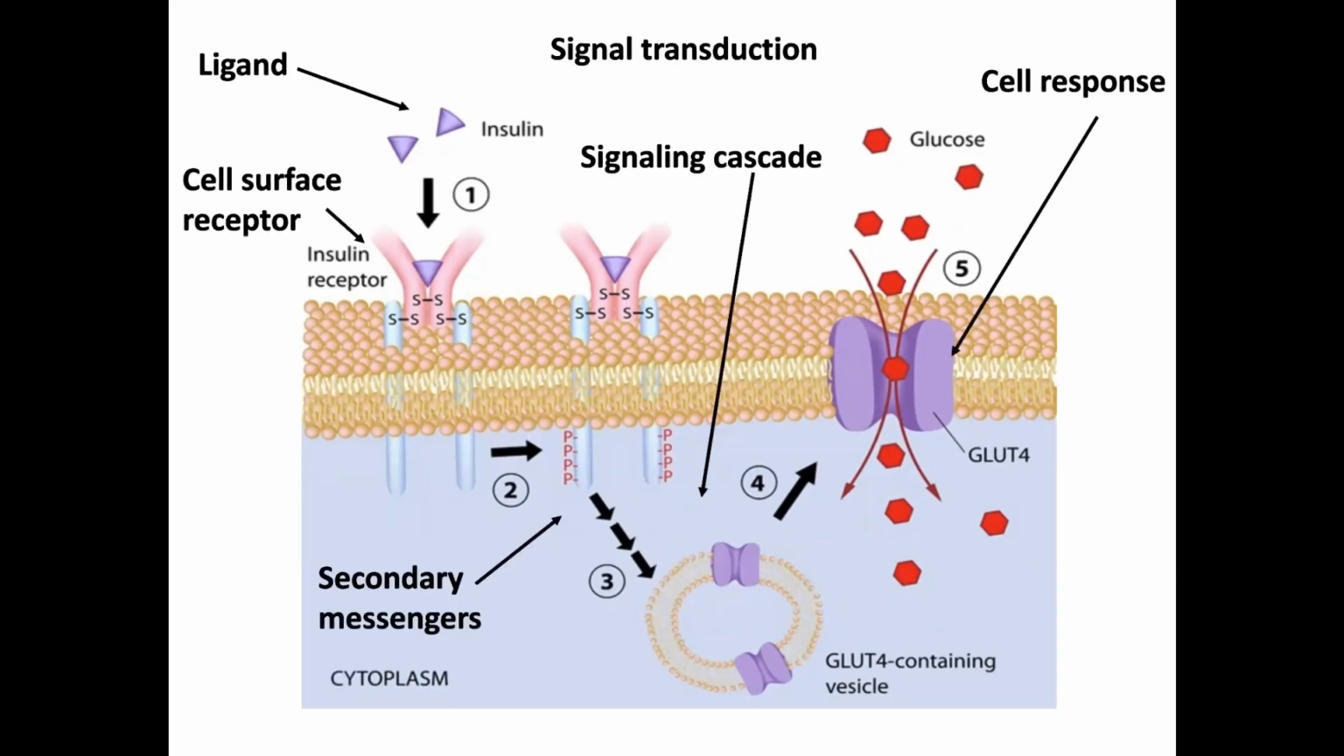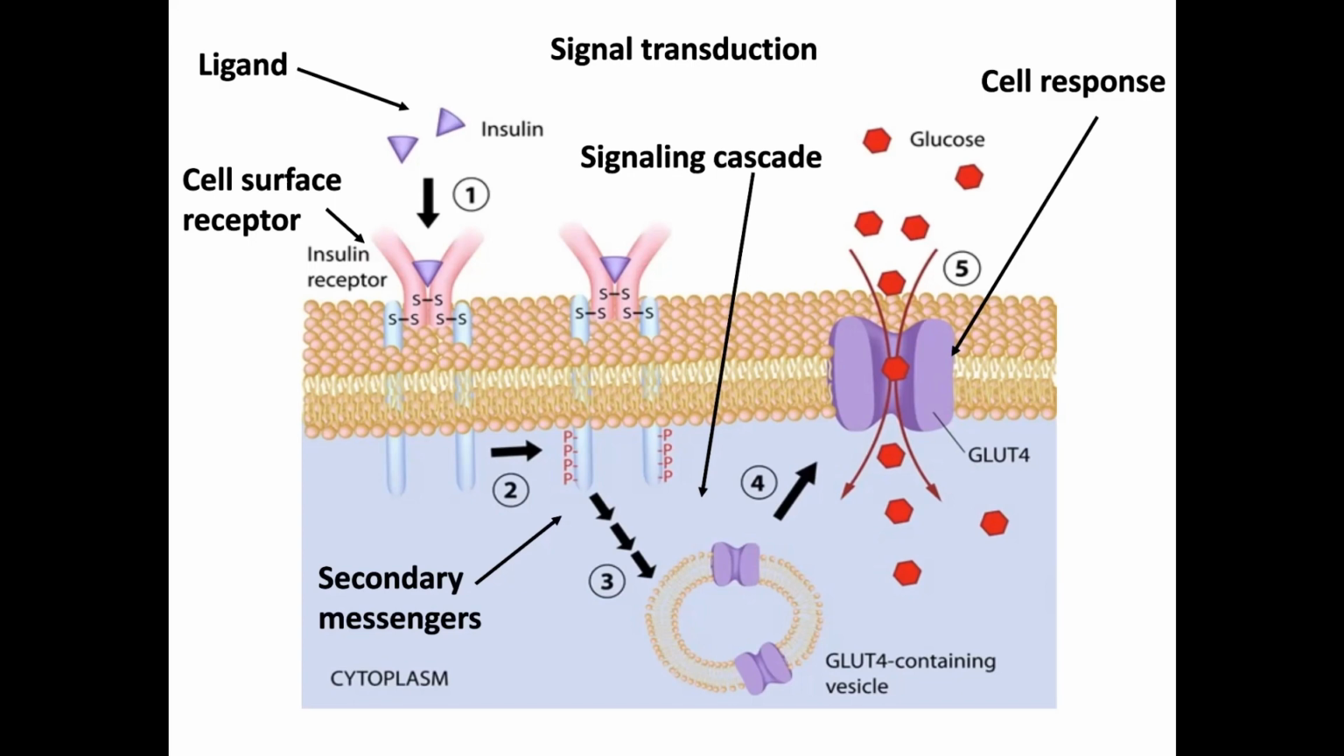We're going to add in some extra vocab to this picture. This whole thing is signal transduction, and the entire process is a cascade because one thing leads to another. It's a cascading pathway. And we start with our ligand. Our ligand is our signal that's going to be taken to the cell and read by a receptor. So in this case, insulin is the cell signal, it's the ligand. The receptor itself is the insulin receptor.